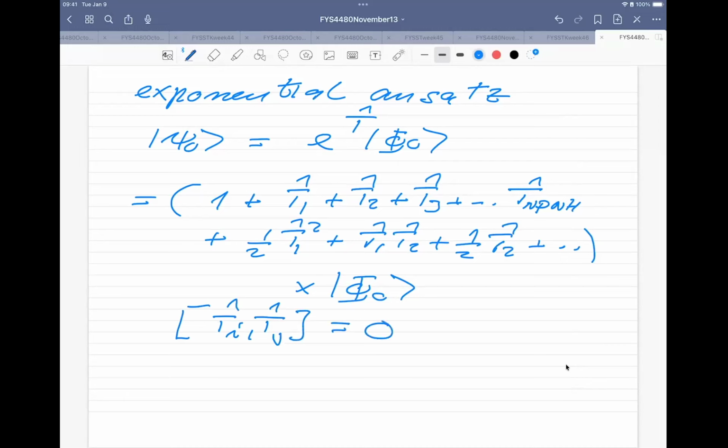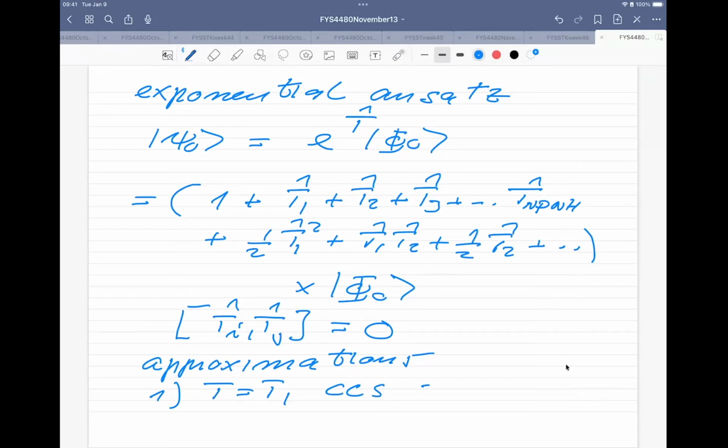And now there are the approximations which are being made in the literature, the most popular ones. And some of these give actually pretty good results. And this is where we will start tomorrow. So the approximations, there are some famous ones. So T is equal to T1. This is called CCS, coupled cluster singles. S for single excitations.